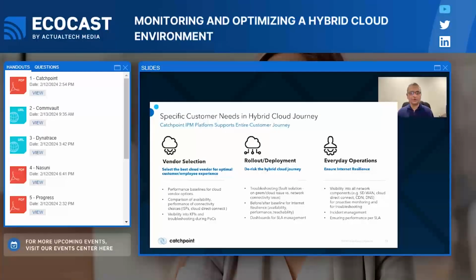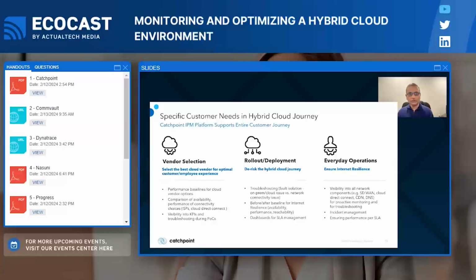Catchpoint provides that visibility. And in a moment, I think Mark will share one of the quotes we have from our customers, which directly addresses that. During rollout and deployment, you also want to make sure, as you're moving from on-prem to hybrid, that the performance you're offering to your customers and employees is at least as good, if not better, than what the current on-prem environment is offering.